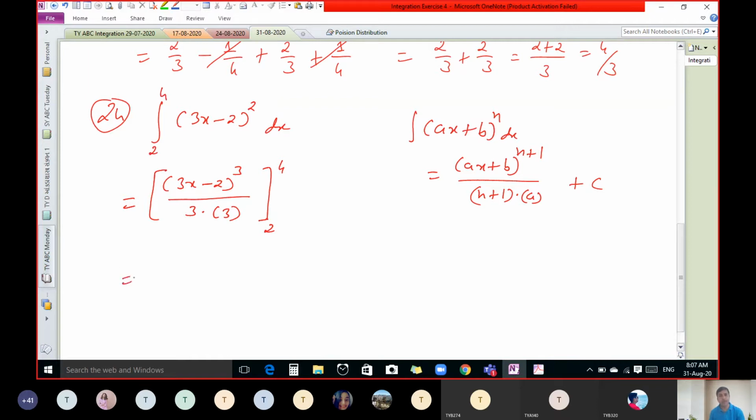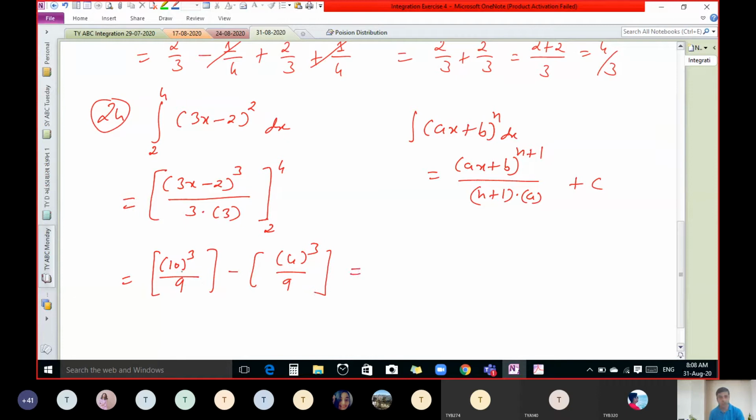Now put x equal to, first of all, 4. If we put x equal to 4, what do we get? 3 4s are 12, 12 minus 2, 10. So we get 10 raised to 3 upon 3 3s are 9. This is the value when we put x equal to 4. Now put x equal to 2. 3 2s are 6, 6 minus 2, 4. So we get 4 cube upon 9. And whatever the answers of these two brackets, we have to write a minus sign between them.